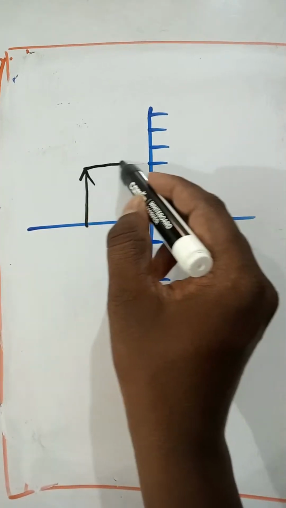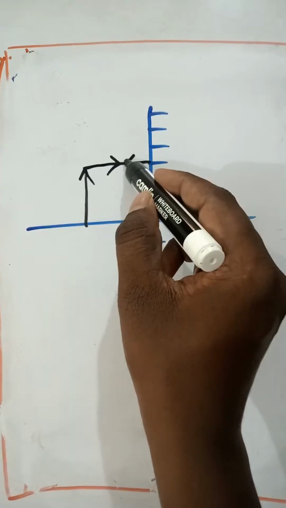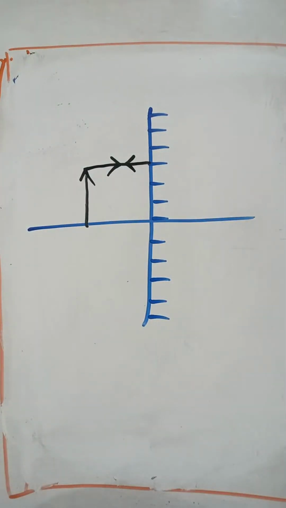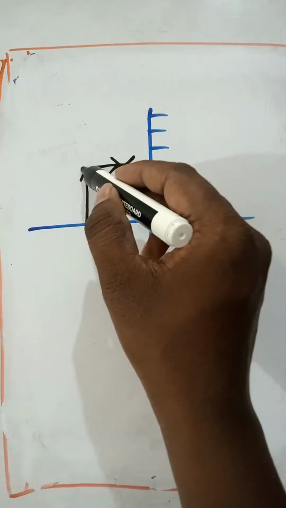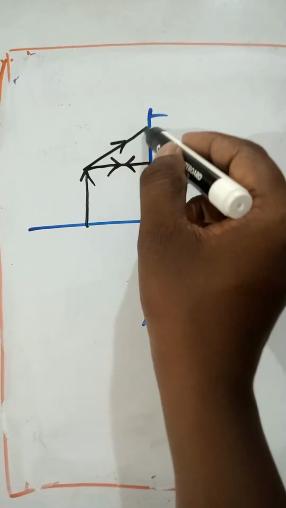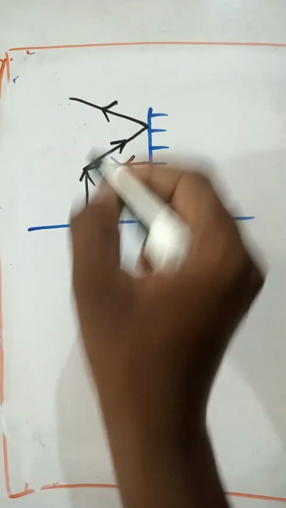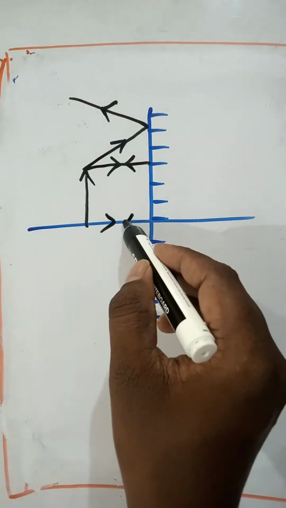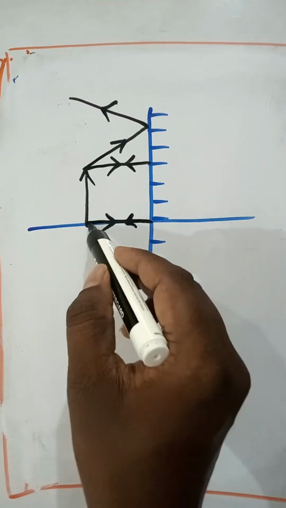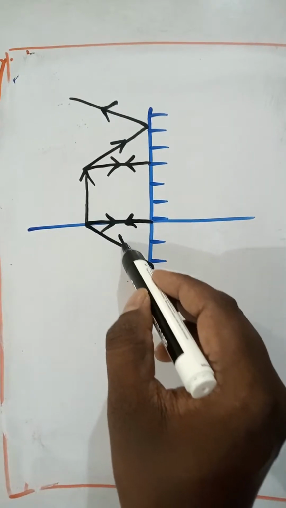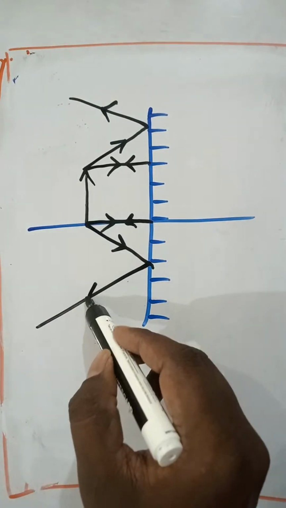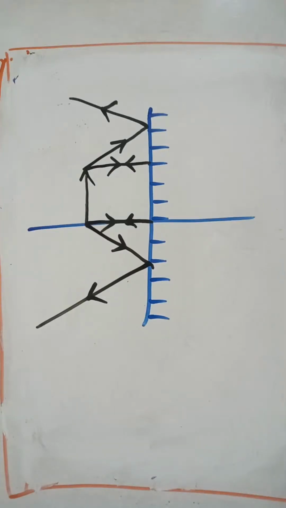One light ray I'm taking like this. How many light rays are required to form the image of the object? Minimum 2. So one more light ray I'm taking like this. It will be reflected. So here one more I'm considering like this, and here one more. If you are extending those light rays, those light rays are meeting at one point. So I'm taking it here.